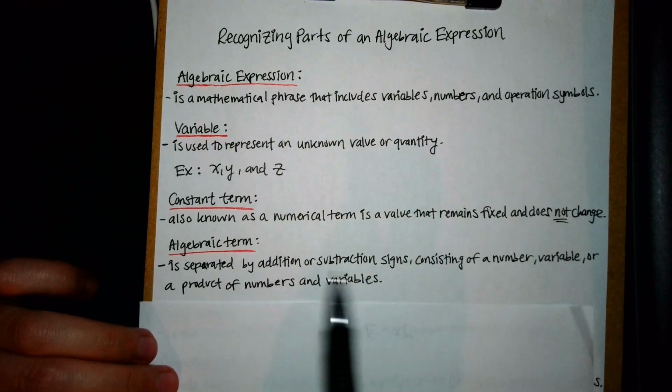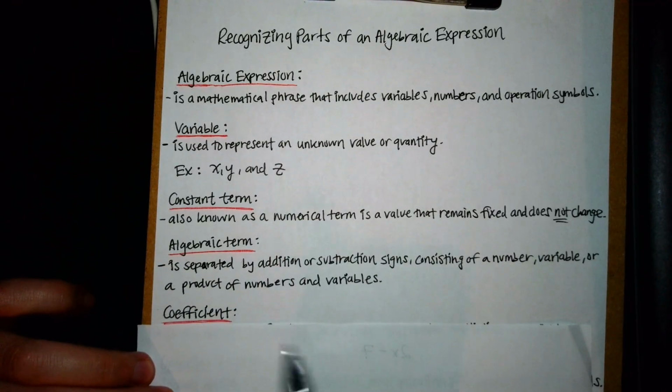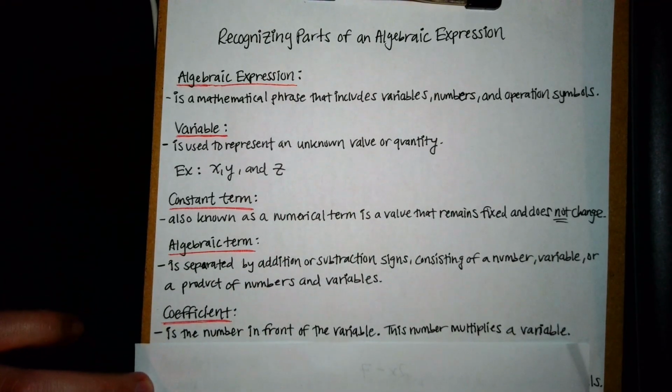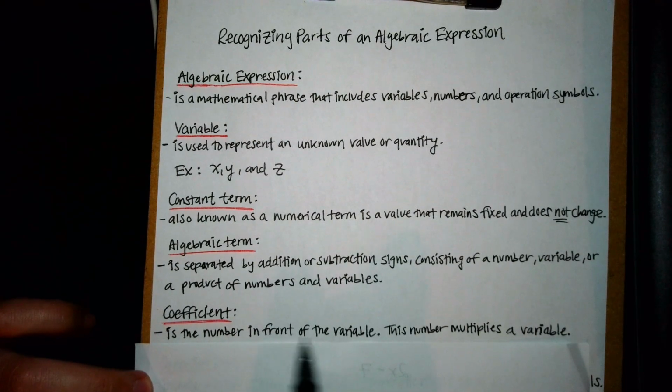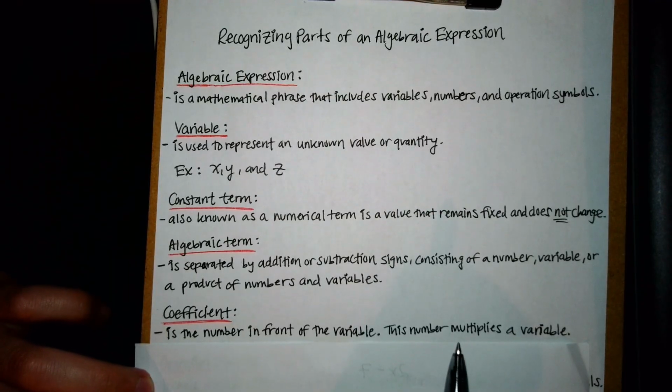Let's move on to coefficients. So a coefficient is the number in front of the variable. This number multiplies a variable. So let me give you an example. Let's say we have 3x. 3 would be considered the coefficient because that's the number that's in front of the variable. This number multiplies a variable.